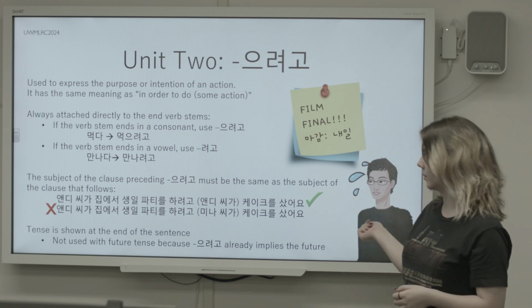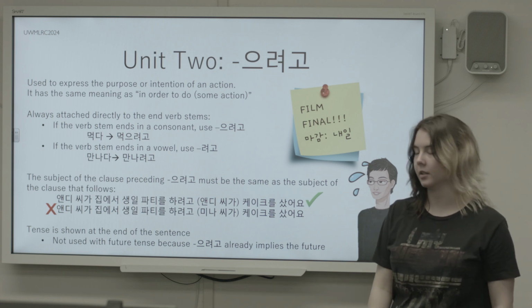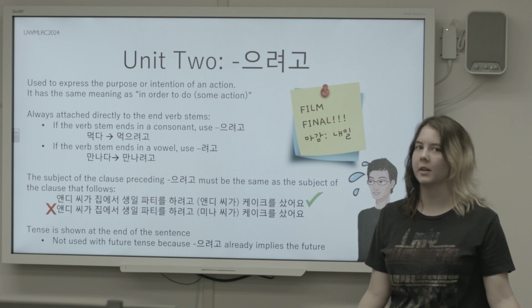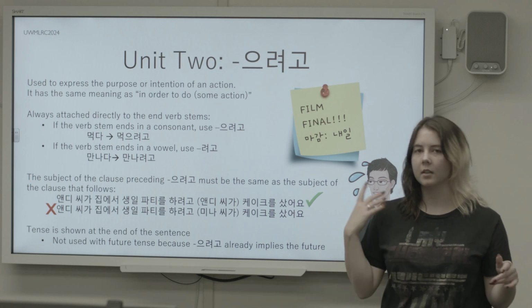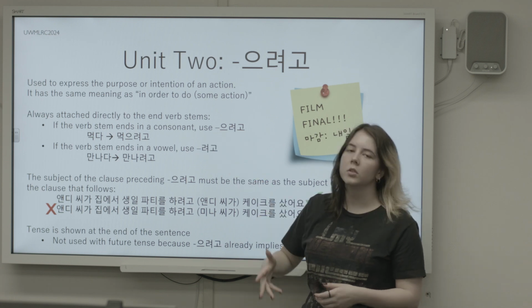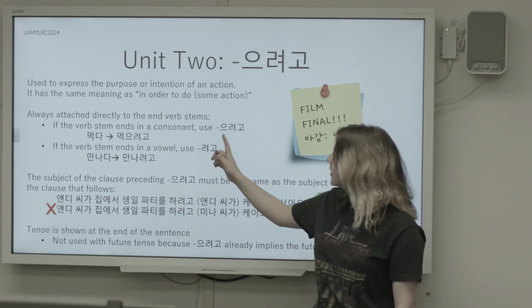In order to do something. So you use this to express the intent or purpose of an action. This might sound a little bit familiar, and you might be wondering, didn't we learn this already? But we'll explain the differences in a later slide. So yes, this has the same meaning as in order to do some action, and it's always attached directly to the end of the verb stems.